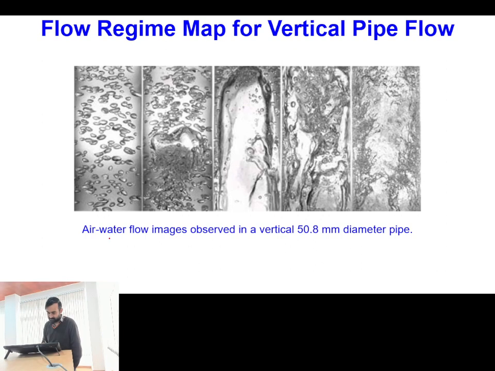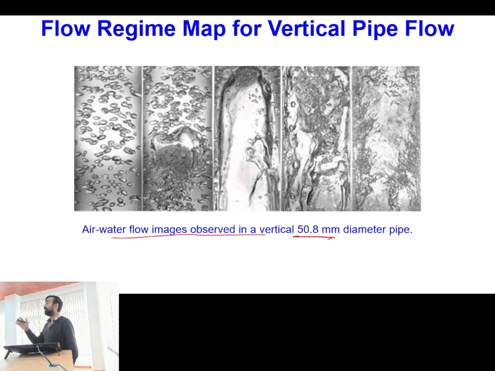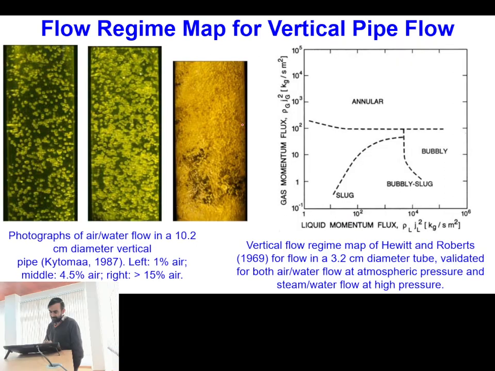Now you can see this is air water flow images for 50.8 mm diameter pipe. So when you are having a slightly larger diameter pipe, once you are increasing the diameter of the pipe, your phases are getting more amount of cross section available to interfere with each other. So that's why you can see now the situation is even more chaotic. Okay, so earlier the interfaces were clearly separable, but now in interfaces there is actually more chaoticness present in the overall flow designs. Okay, and typically these are the photographs for air water system in a 10.2 centimeter vertical pipe.